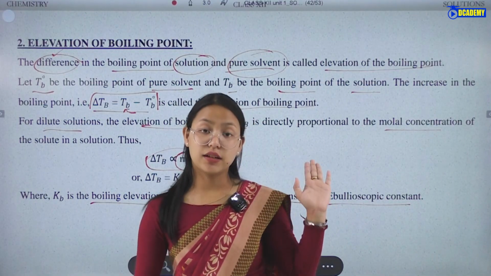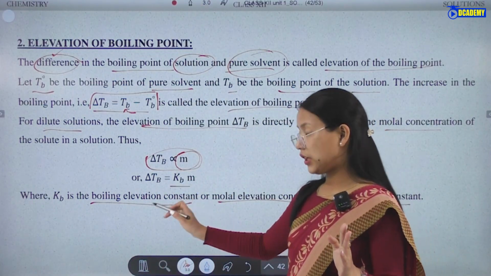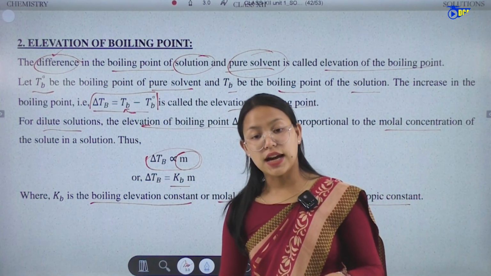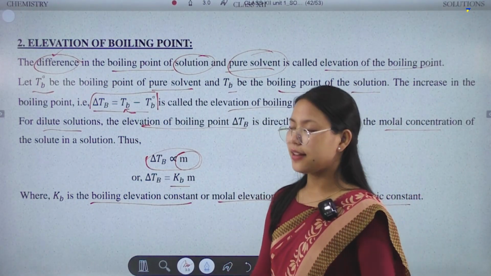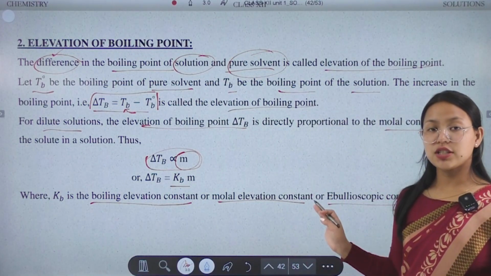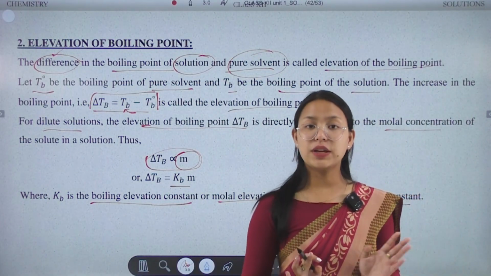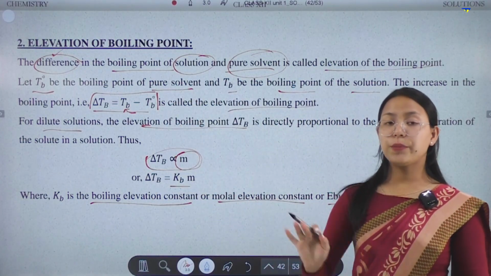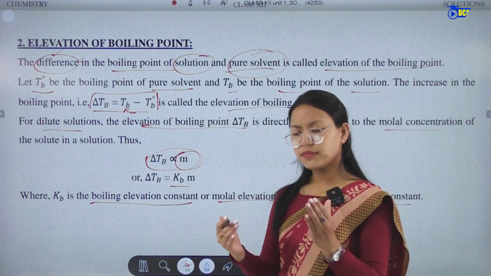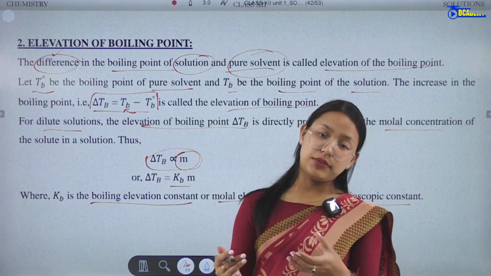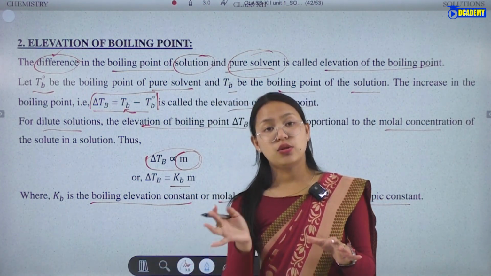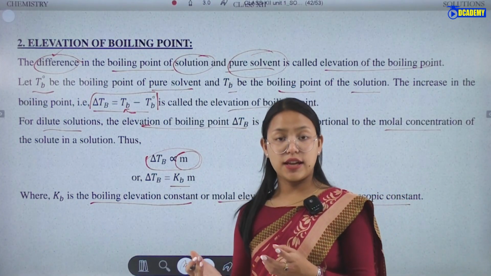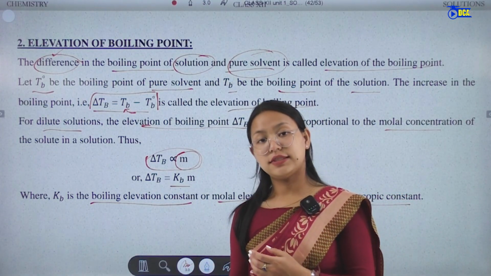These are the common terms, and boiling elevation constant is also used. But most of the time, the molar elevation constant or the ebullioscopic constant is the term used. So here, the elevation of boiling point occurs because when solute particles are added to the solvent, the boiling temperature increases, which is the proof.